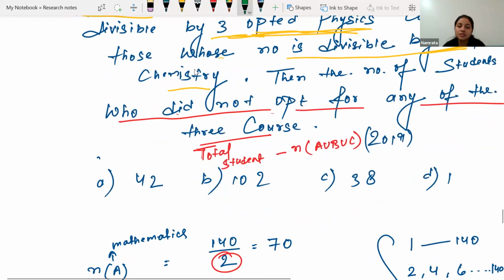Can you see option number C will be the correct option? Is it clear? Yes, we have done the calculation, but the concept was easy, right? Yes, ma'am.